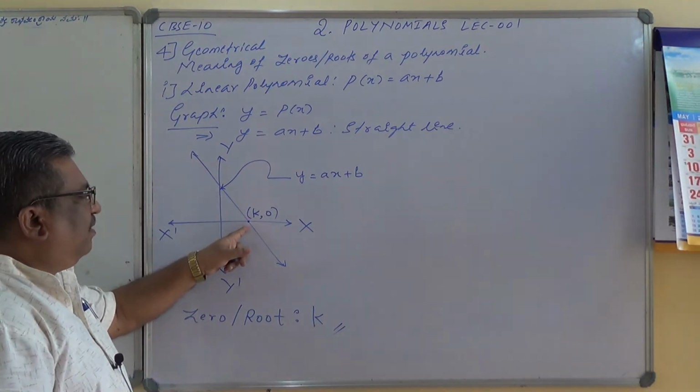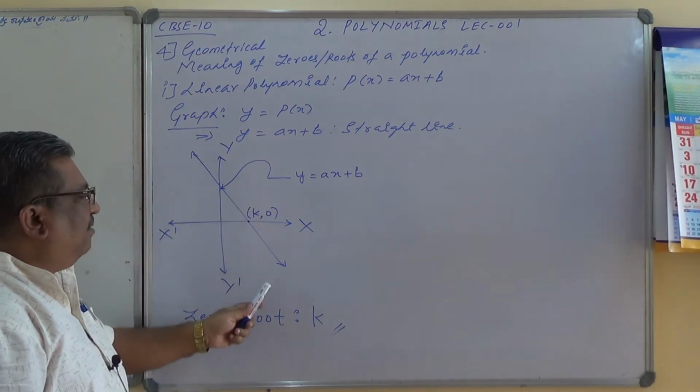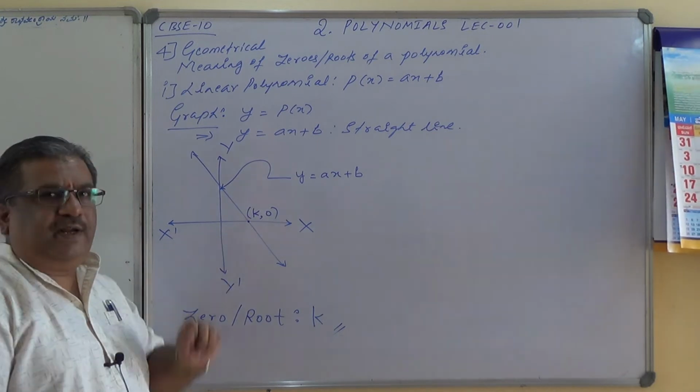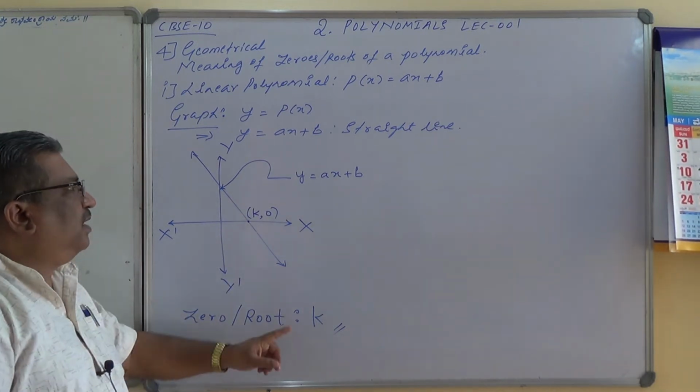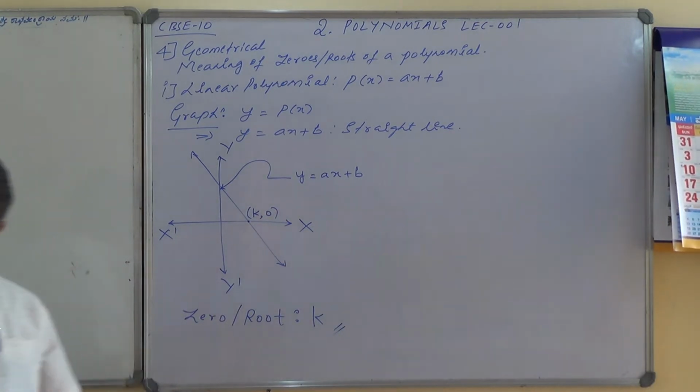Here, this is the point of intersection of the given graph with the x-axis. The x coordinate of the point of intersection is k over here, and therefore the zero or root is k. Okay, so note it down. Then we will go to the second one, quadratic polynomial.